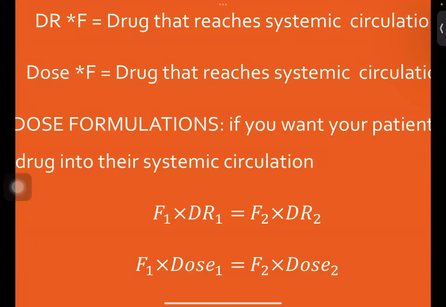So if you want to change formulations, what I do is just put this in an equation like this.